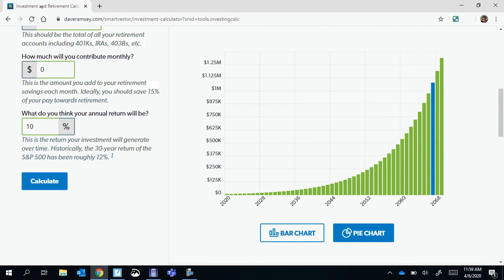So if you started it now, even 24 years later, there's not that much. It's only $100,000. But then another 20 years and it really takes off. And then those next couple of years really are growing. So that's just kind of the idea.